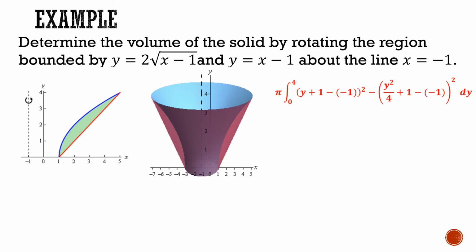And then the second one, I'm going to do the next piece, or the further left piece, which is the blue. And when I rewrite that, I get y squared over 4 plus 1 minus the axis I'm revolving around again, which is -1, squared. Again, that's a really nasty integral, and I wouldn't expect you guys to do that by hand. So I would simply plug this into the calculator, and once I plug it into the calculator, I get 96 pi over 5.